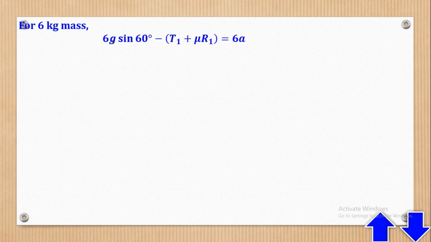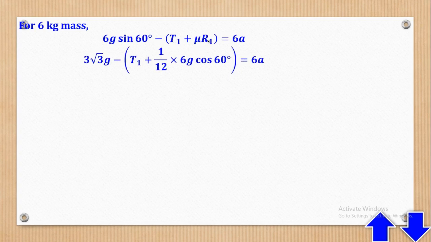So we know that 6g sin 60 minus open brackets T1 plus mu R1 is equal to 6a. The good thing, we know that R1 is equal to 6g cos 60, and we know that mu is 1 over 12, it was given in the question, and we know that sin 60 is root 3 over 2, so root 3 over 2 times 6 will be 3 root 3, that's where this 3 root 3 is coming from. This g is that g.